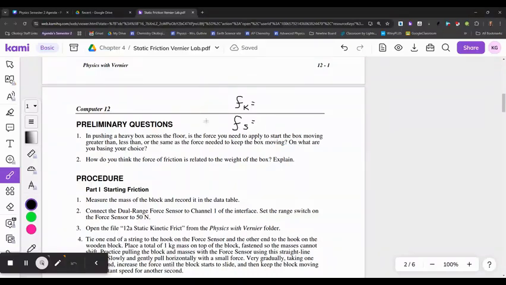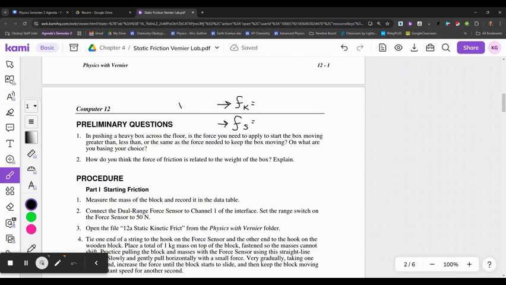Alright guys, I'm going to quickly go over what you should be doing, or should already have completed, for your lab on kinetic friction. Remember, the equations you're going to need: there are two types of friction. There's kinetic friction, F sub K, and then static friction, F sub S.